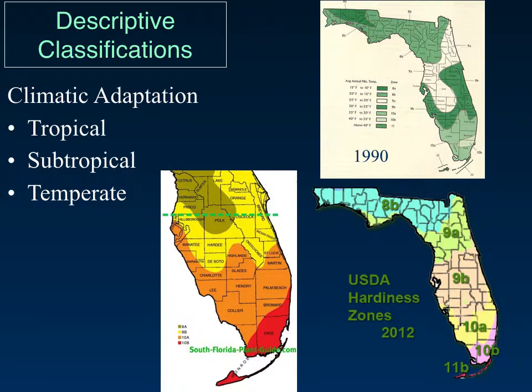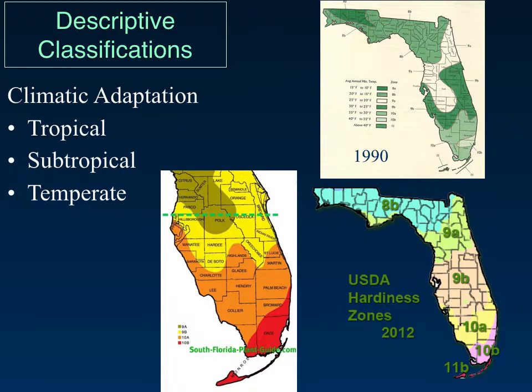Now, if we look at the upper picture that has 1990, this was a USDA plant hardiness map from that era. And it shows Pasco County smack dab practically in the middle of a 9A climate. 9A means we get periodic frosts and freezes. Then in 2012, they updated the maps. And you can see all of Pasco County suddenly became a 9B.